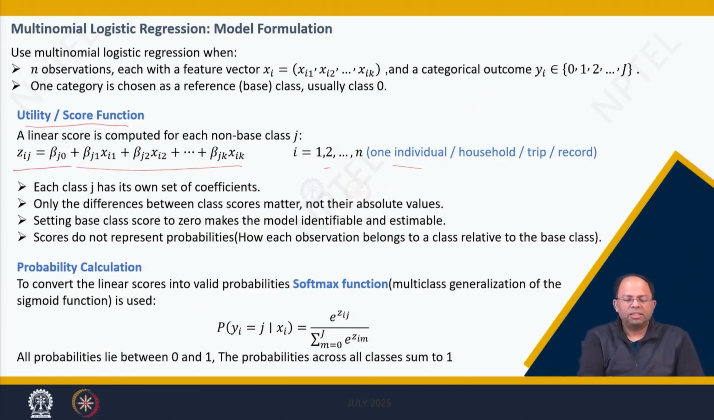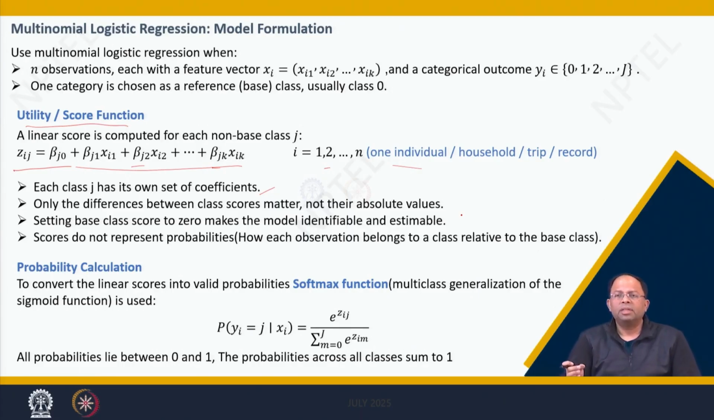Each class j has its own set of coefficients. These are the coefficients. That means each class will have its own beta coefficients for each of the parameters. Only the difference between class scores matters, not their absolute values. Again, because we are doing that, we take a reference to a base class. So the difference between the classes is taken in the scores, and we are not taking the absolute value, same as in binary logistic regression.